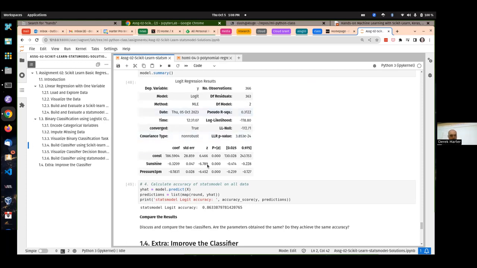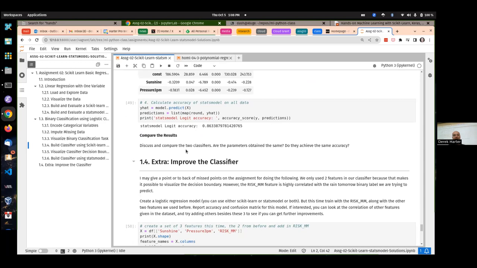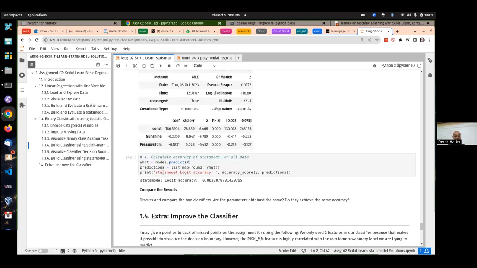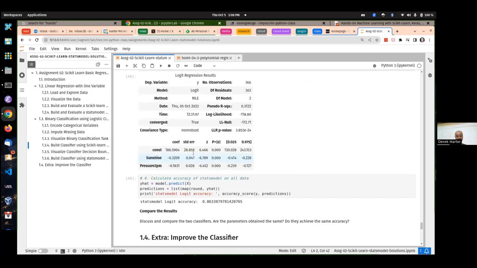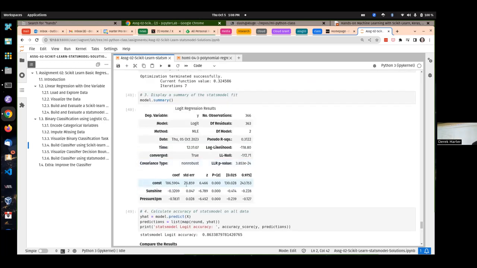And again, I was basically checking that you were getting the same results I got. I didn't grade, though some people did give me a little discussion. I didn't really grade what you said about this. The parameters aren't exactly the same.